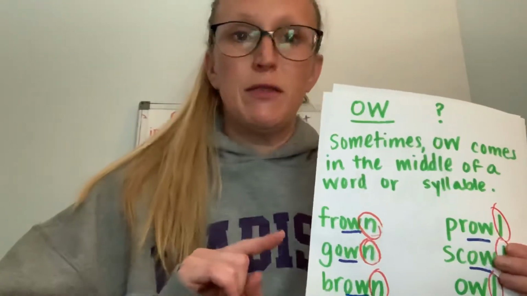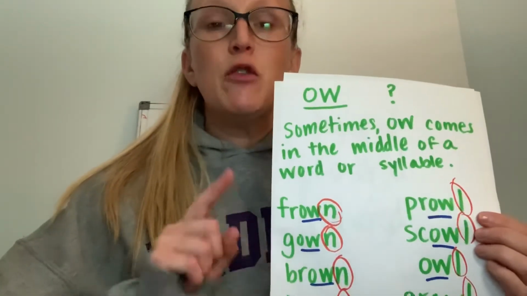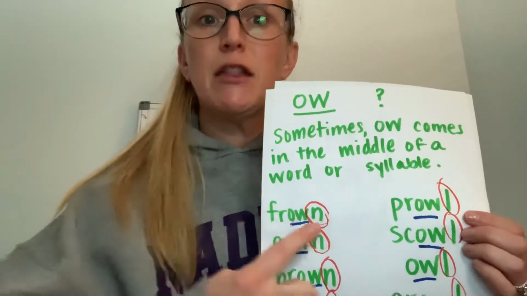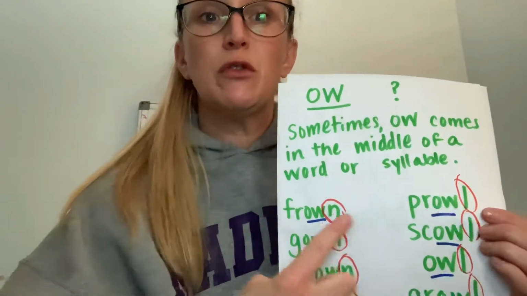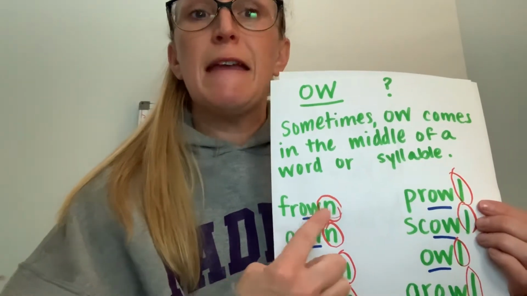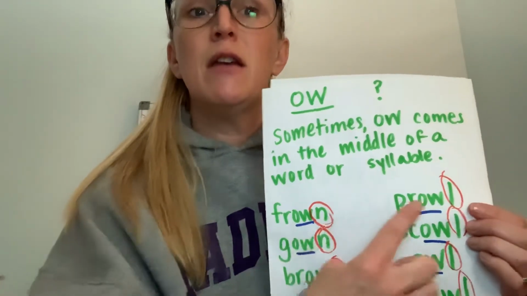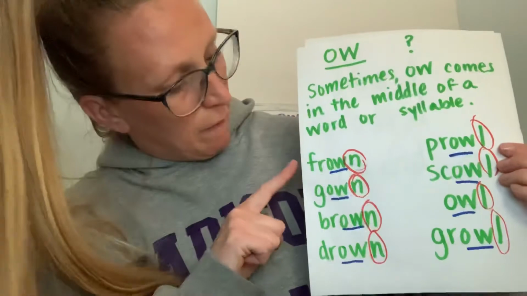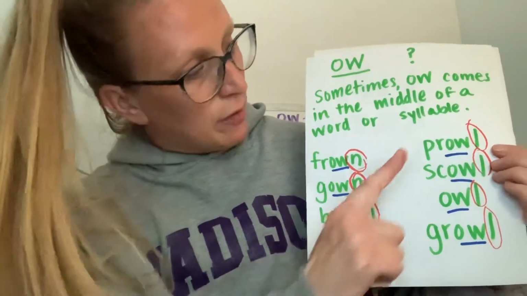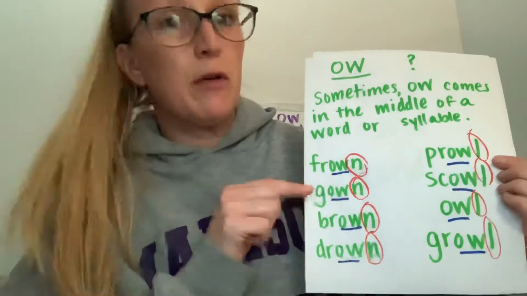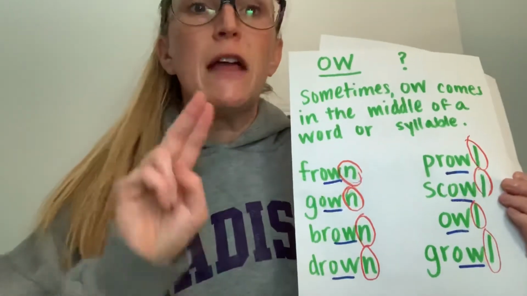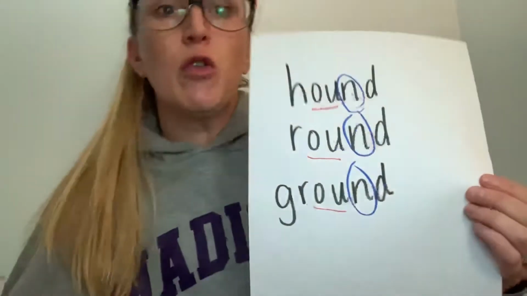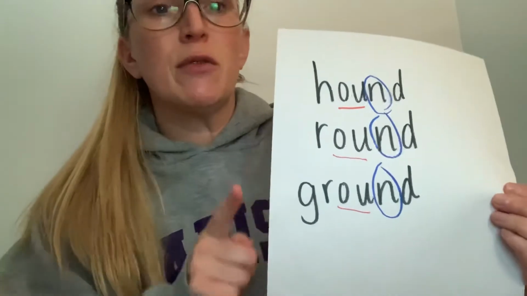You also use OW. This is the trick rule. You use it in the middle of a word only if it's followed by one of 2 letters, either an N or an L. You use an OW in the middle of a word if the next sound is an N or L. There can only be one letter after it. Frown, gown, brown, drown, prowl, scowl, owl, growl. If there's 2 letters, even if one of them's an N and there's another letter after it, you go back to the OU spelling, like in hound, round, or ground.